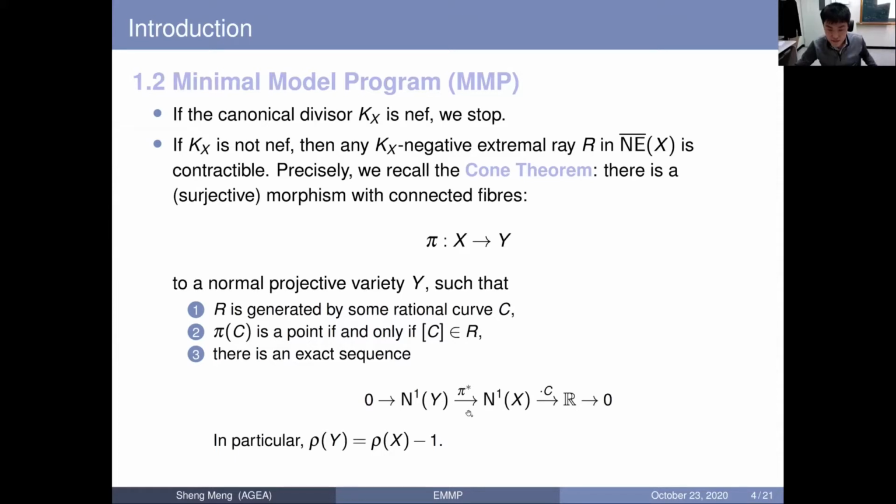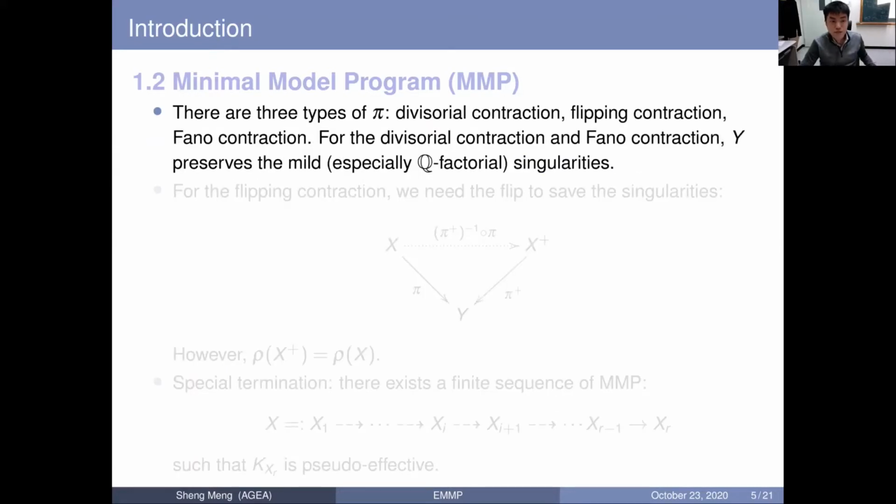And then, in particular, we can view the N^1(Y) as a hyperplane of N^1(X) via the pullback action. There are three types of contraction: the divisorial contraction, flipping contraction, and fiber contraction. For the divisorial contraction and fiber contraction, Y preserves the mild singularities, especially the Q-factorial singularities.